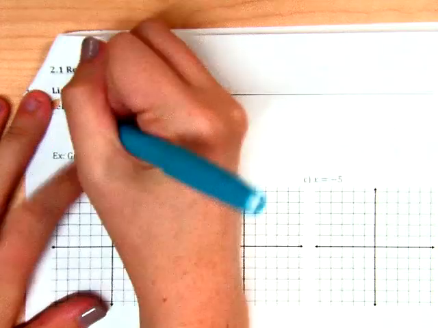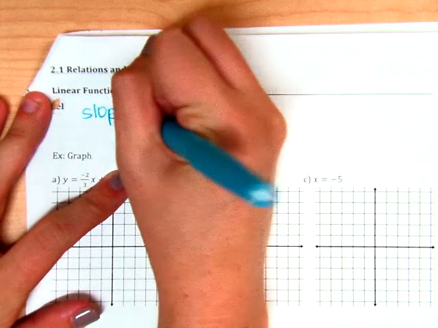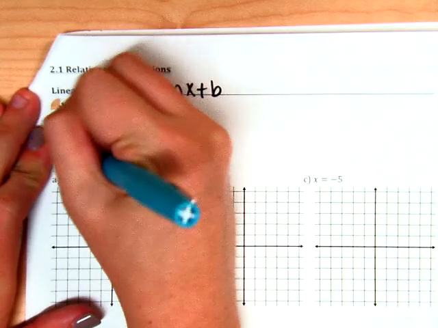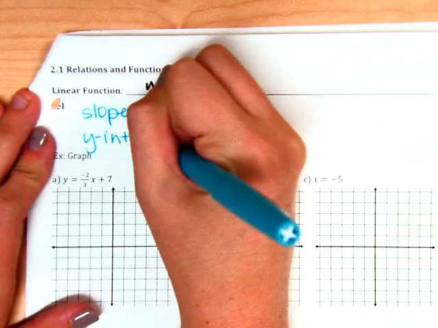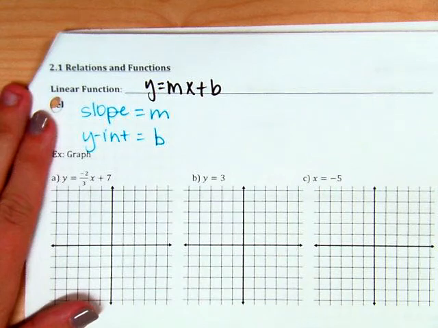What do we know about m? M is my slope. My y-intercept, where it crosses the y-axis, is my b value.